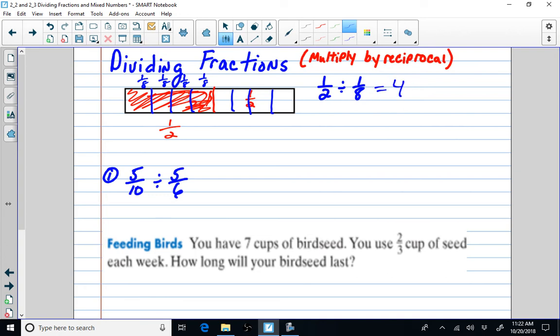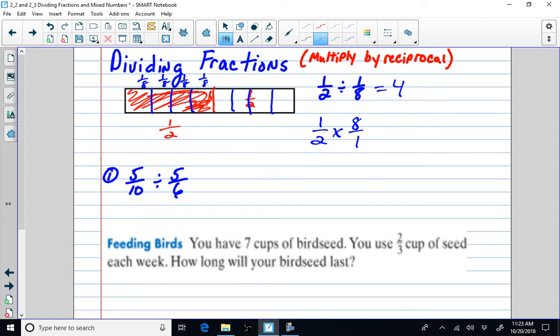Now, we can't make models for every single division problem. It just wouldn't be efficient. So we want to come up with a quick way to get to that answer of 4. And the quick way is to use the algorithm, or the process that works over and over again. So I start with 1/2, and then I multiply by the reciprocal of the second fraction. When I multiply by the reciprocal, that means that I have to change the division sign to a multiplication sign. I have to take the fraction 1/8 and use its reciprocal, which would be 8/1.